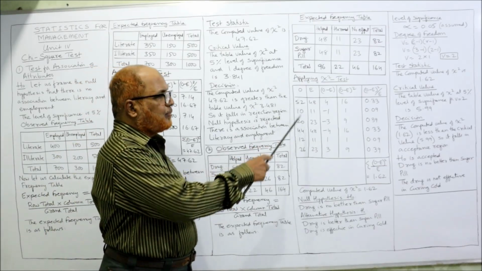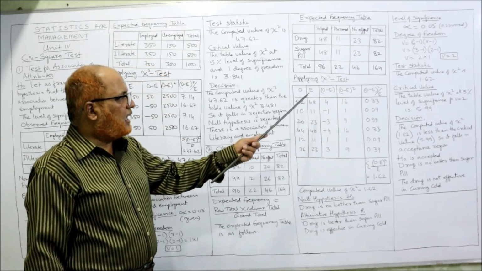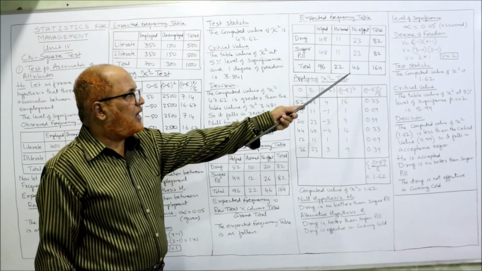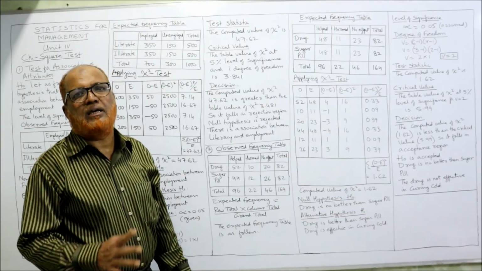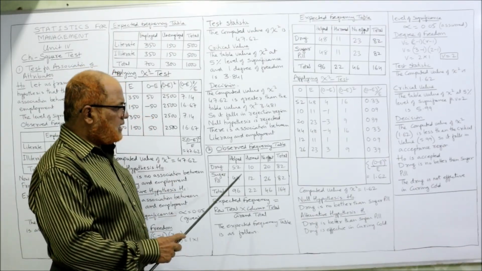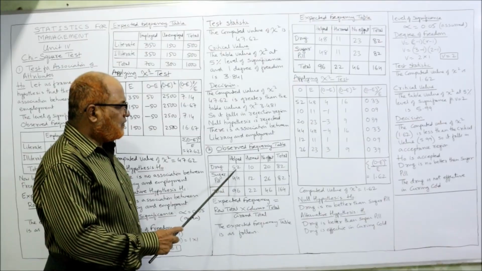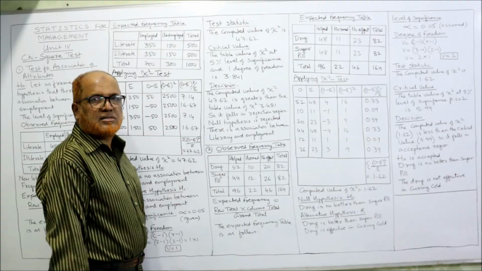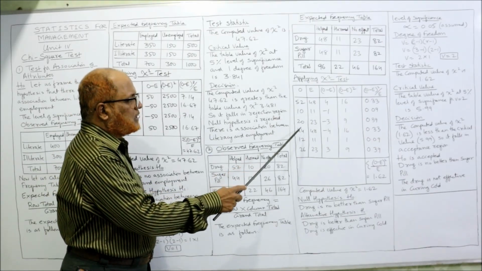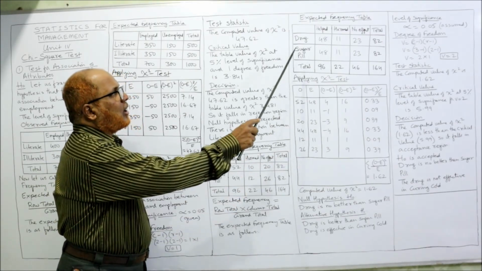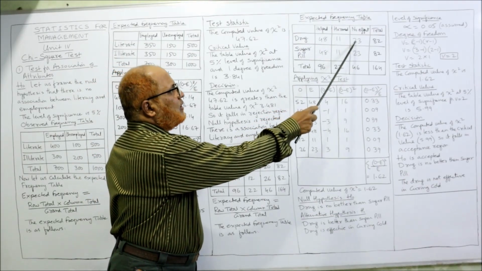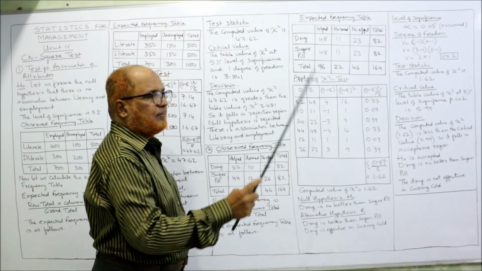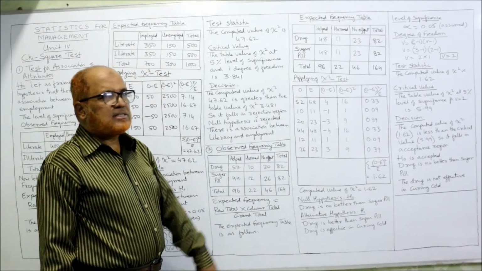So we need O, observed frequency, E, expected frequency, O minus E whole square, and O minus E whole square by E, right? Observed frequency, row wise you take 52, 10, 20, 44, 12, 26. Column here also 48, 11, 23, 48, 11, 23. That's all. Now O minus E.